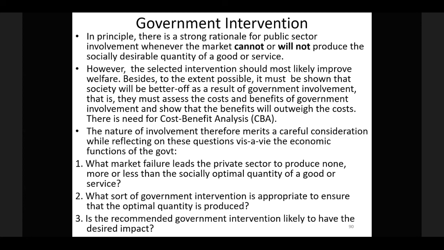One is, and I'm doing some review, what market failure leads to a public sector to produce none, more or less than the socially optimal level of a good or service. None is the public good situation, more is negative externalities, less is positive externalities. Question answered. What sort of government intervention is appropriate to ensure that the optimal quantity is produced?